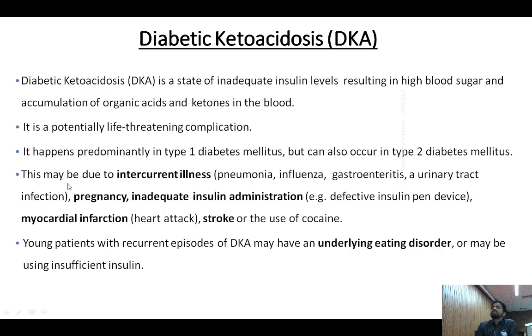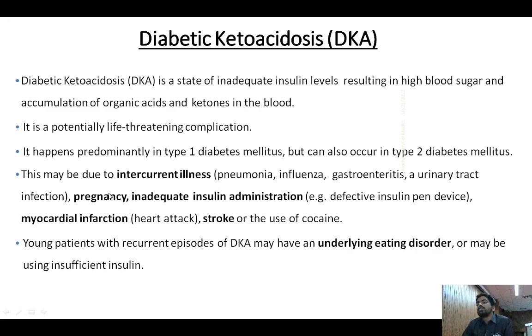Now, it is not happening all the time in type 1 diabetes, right? It happens when there is some other condition at the same time, some infection or inflammation in the body. At that time the requirement of insulin increases, but insulin is already low. So then diabetic ketoacidosis is exaggerated. It may be due to intercurrent illness, like if you have diabetes and you're not controlled well, and at the same time severe infections happen: influenza, gastroenteritis, UTI and so on.